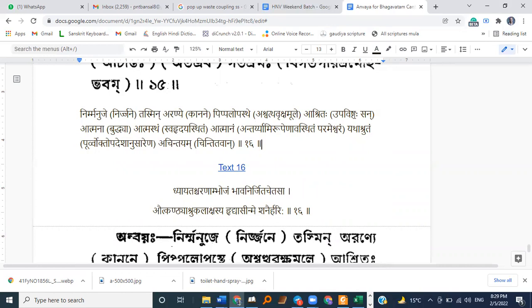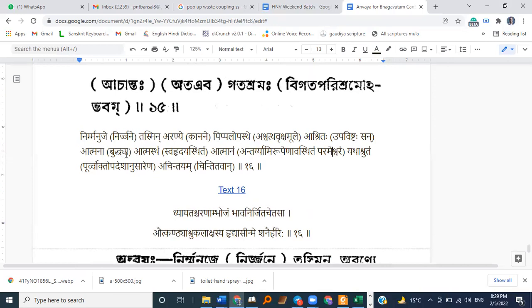And what did he do? He meditated, achintayam, upon the Supreme Lord, who is situated within one's heart in the form of Antaryami Parameshwara Paramatma. So he meditated upon such Paramatma, the Lord, as per the instructions he received previously from the sages. Swahridayasthitam, the Paramatma who is situated within the heart. So he meditated upon the Lord through buddhi, atmana, iti artha.